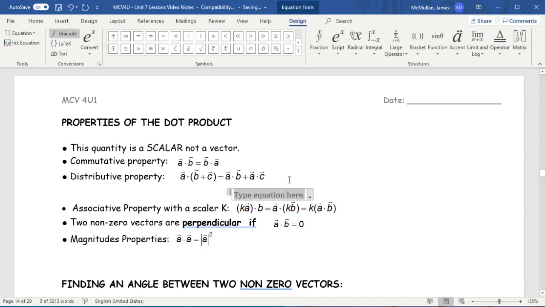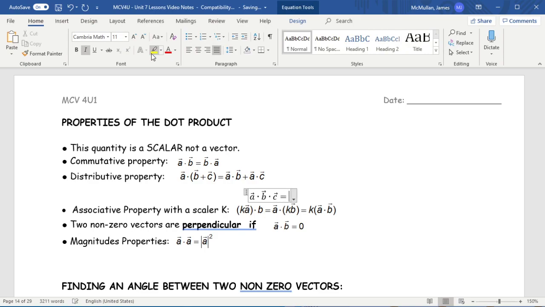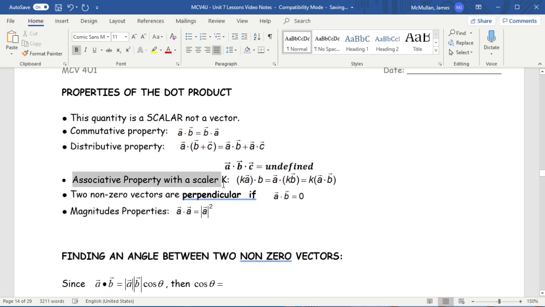However, you should also recognize that this, maybe I'll leave this as an answer to post on the website, is undefined. I'm wondering if you can explain to me why that's undefined. Okay, the associative property with a scalar.